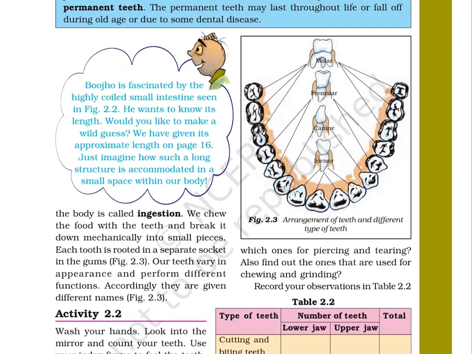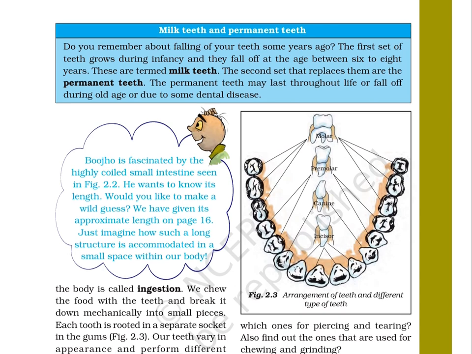Milk teeth and permanent teeth. Do you remember about falling off your teeth some years ago? The first set of teeth grows during infancy and they fall off at the age between 6 to 8 years. These are termed milk teeth. The second set that replaces them are the permanent teeth. The permanent teeth may last throughout life or fall off during old age or due to some dental disease.